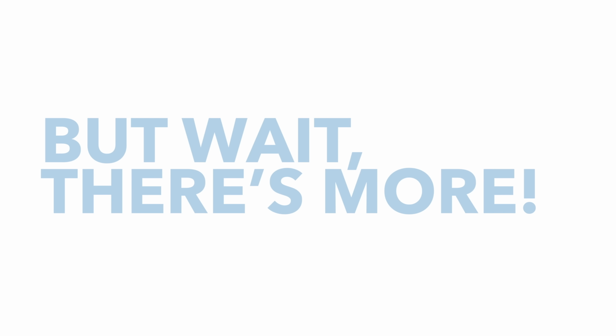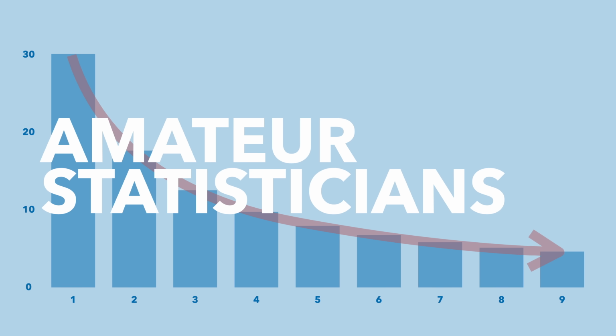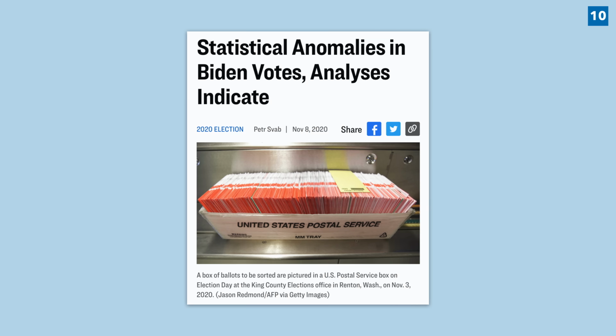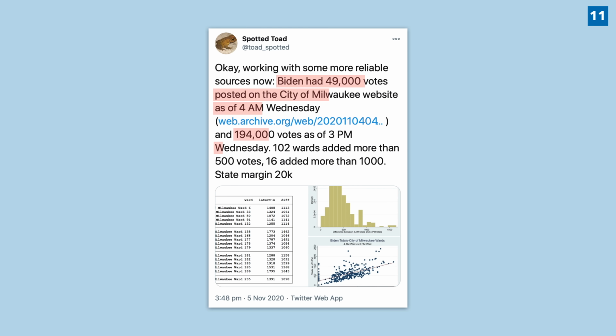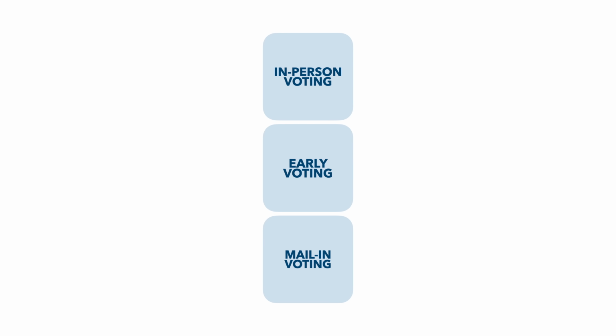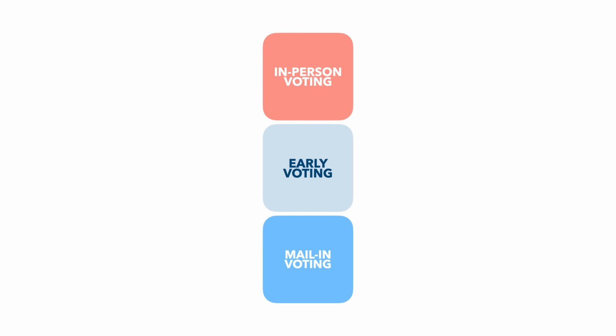But wait, we're not done quite yet. There are more amateur statisticians out there. An Epoch Times article summarised a few people's findings, and again, their arguments don't really work. Firstly, in one case, there's a general misunderstanding of the fact that most people are familiar with by now, that in many states, mail-in ballots that were counted later on or after Election Day skewed heavily towards the Democrats.